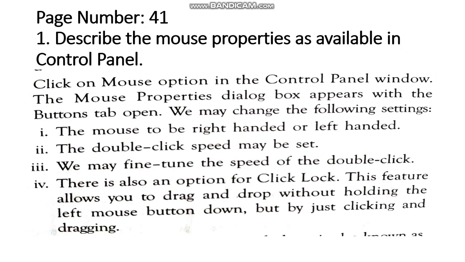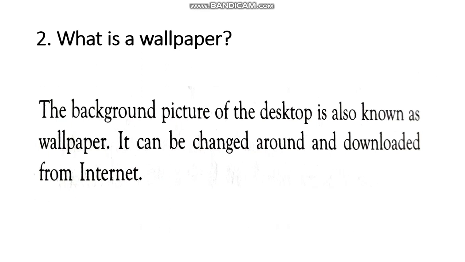First, the mouse can be set to be right-handed or left-handed. Second, the double-click speed may be set. Third, we may fine-tune the speed of the double-click. Fourth, there is also an option for click lock. This feature allows you to drag and drop without holding the left mouse button down, by just clicking and dragging.